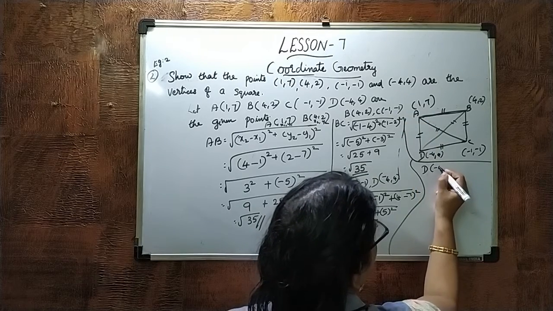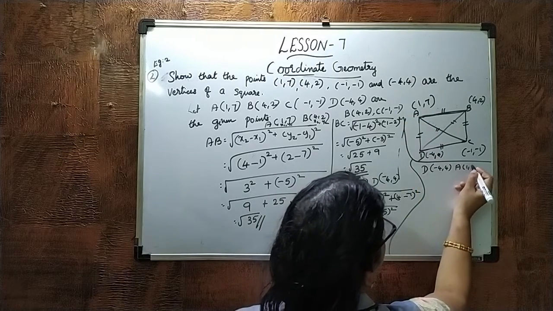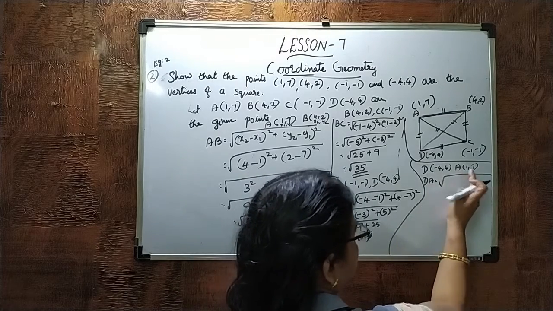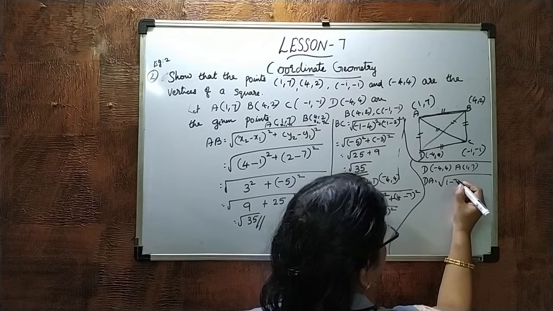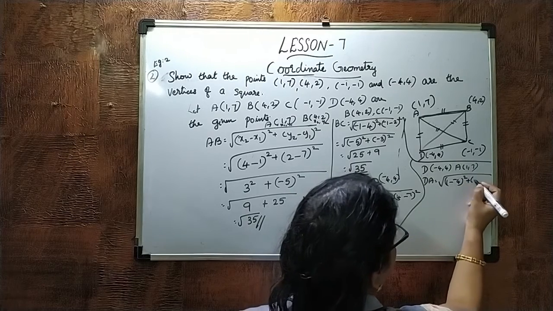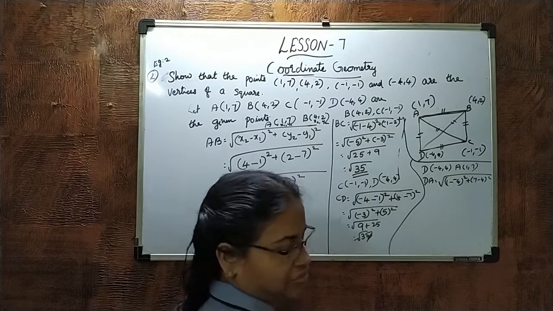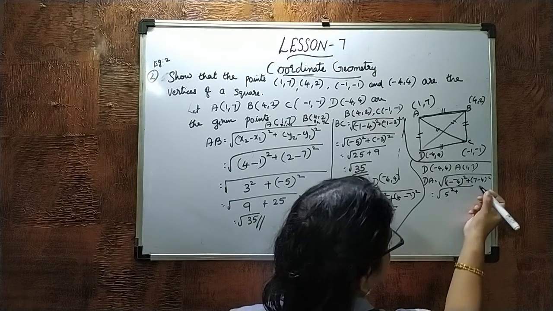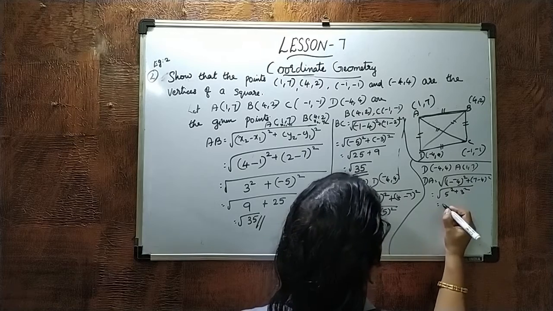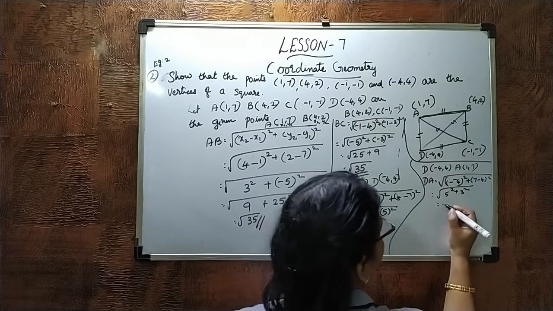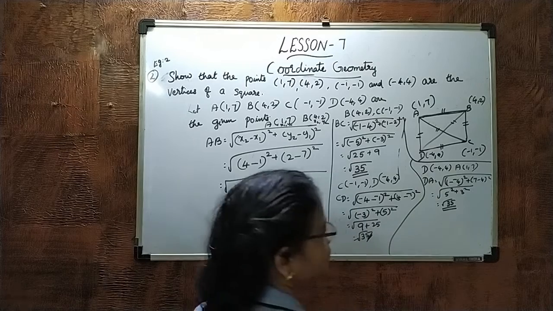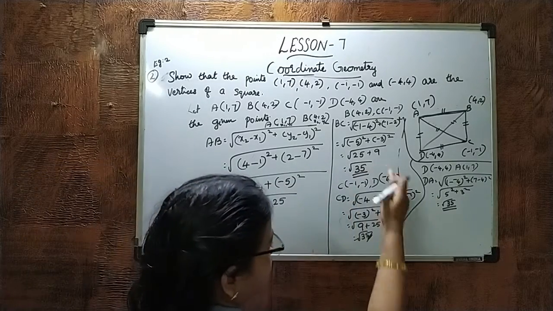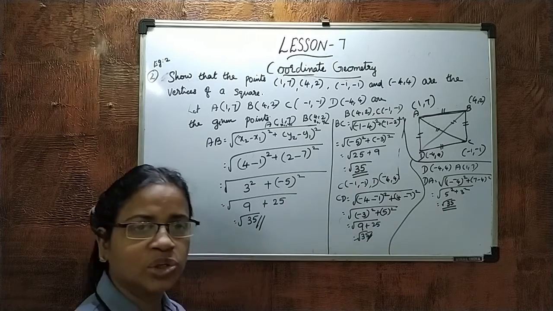You write D (-4, 4), A (1, 7). So DA equals root of (x2 minus x1) whole square plus (y2 minus y1) whole square. So 1 minus -4 the whole square plus 7 minus 4 the whole square. Same thing you will get, right? So it will be root of 5 square plus 3 square. You will get the answer. 5 square is 25, 25 plus 9, it will be 34 you will get. Now you completed the 4 sides. AB is root 34, BC is root 34, CD is root 34 and DA is equal to root 34.